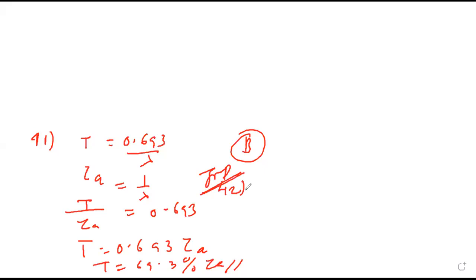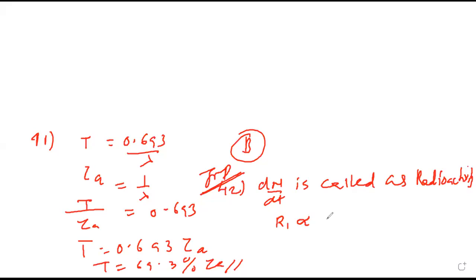The radioactivity of a sample is R1 at time t1. So dN upon dt is called radioactivity. They are saying radioactivity is R1 at time t1 and R2 at time t2. That means R1 is proportional to the number of atoms present, N1, at time t1, and dN by dt, R2, is proportional to N2 at time t2. They want the amount of atoms that has disintegrated, which is nothing but N1 minus N2.